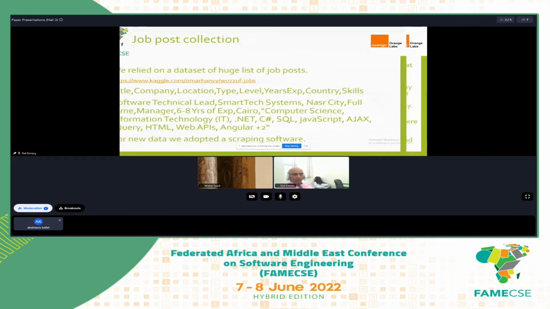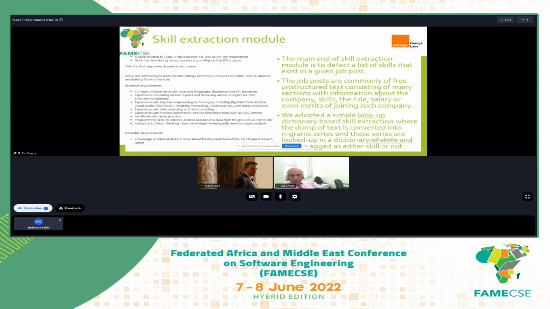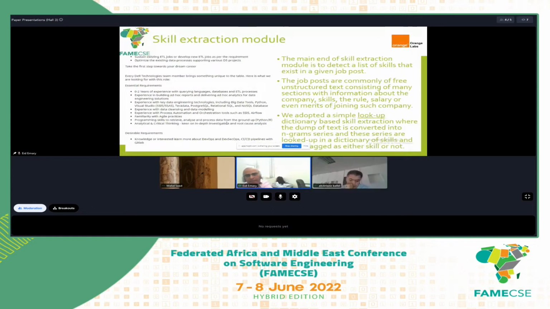Here is an example as we already showed. In here, the main aim of the skill extraction module is to detect a list of skills from this dump text. Mainly, we relied on some sort of lookup table to find skills in this dump text, after applying some natural language processing primitives.